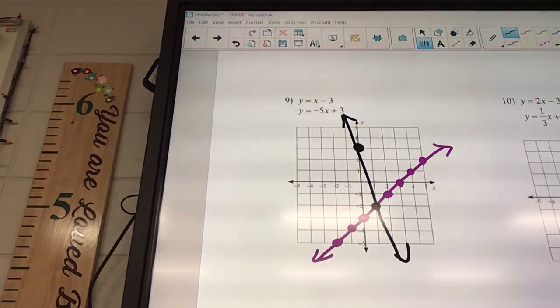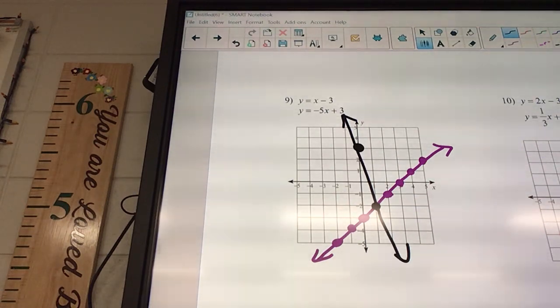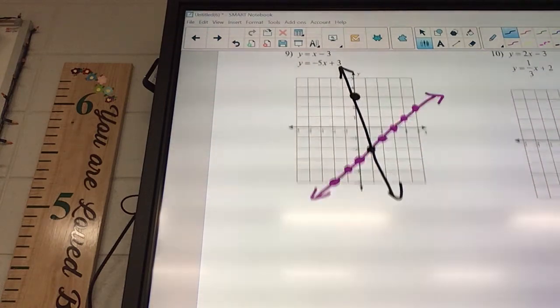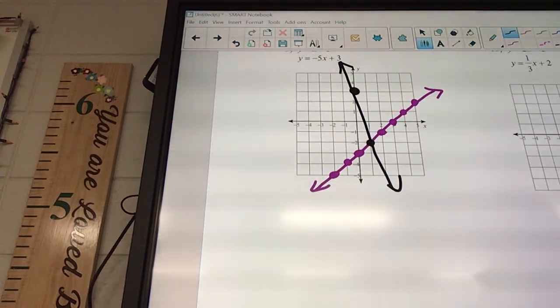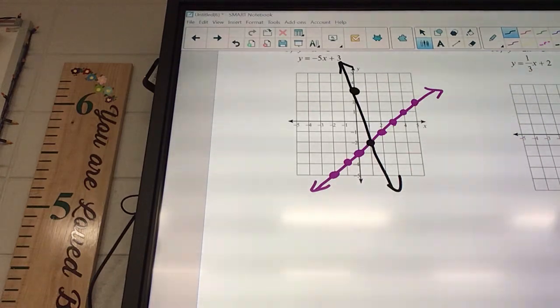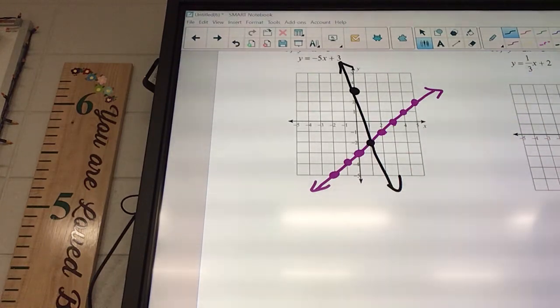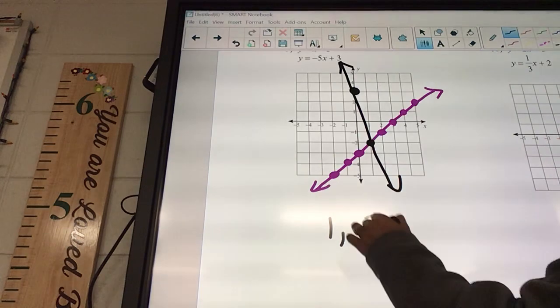Okay, what is that intersection point? One comma what? Negative 2, perfect.